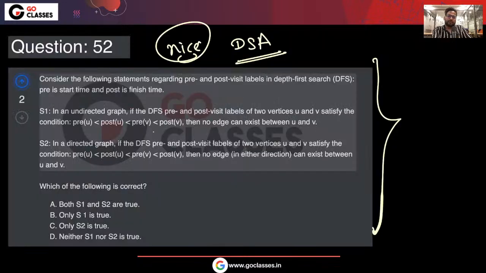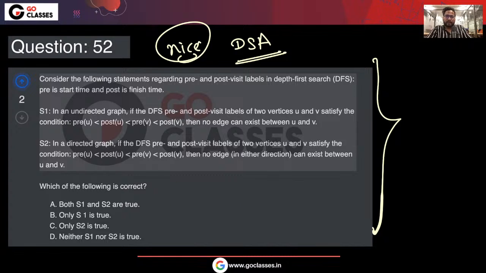Now let's see this question, what they're saying. In this question they are saying that you have pre meaning start time, and post meaning finish time. Some places use this particular notation. I have not given this notation specifically, but okay, I've given pre as start time and post as finish time. They might not give it, they might even skip this notation, which is fine.